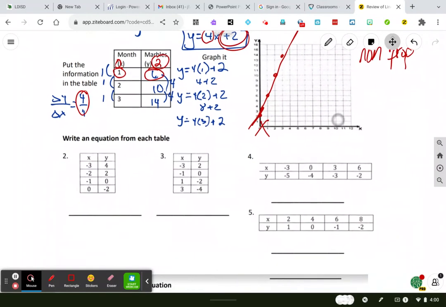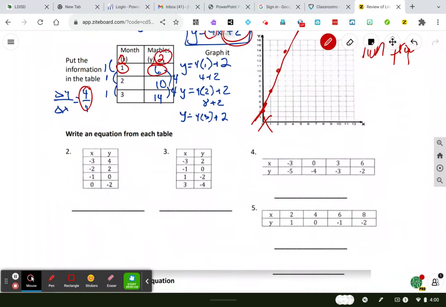So there you go. All right, let's look at number 2. Number 2 says to write an equation from the table. So to write an equation, change in y over the change in x. Let's look at what's happening on the y. From 4 to 2, we are subtracting 2. From 2 to 0, we are subtracting 2, and so on and so on.